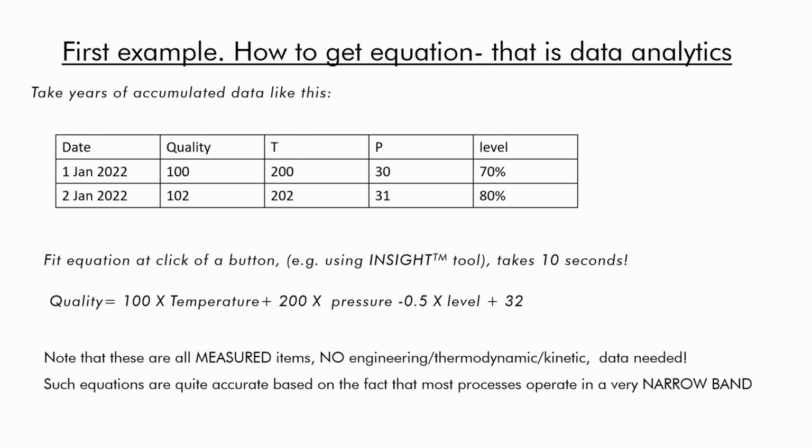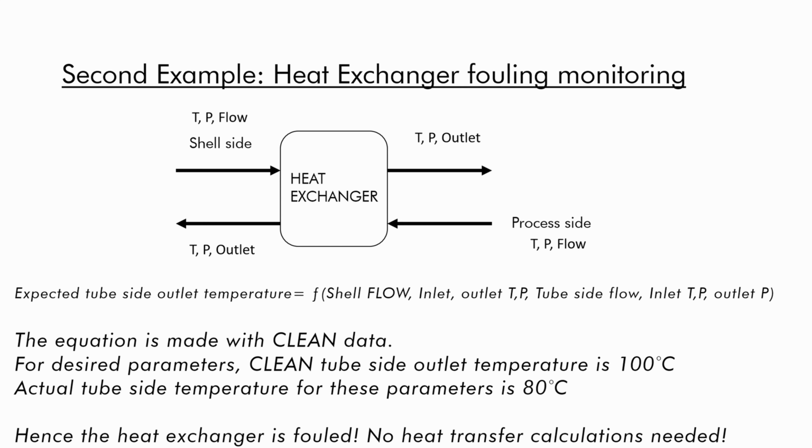Now, one thing to note is this equation has all measured parameters. There are no engineering, thermodynamic, kinetic parameters or any kind of data required of that sort. And these equations are quite accurate based on the fact that you are taking the actual data, and most processes operate in a very narrow band, and therefore the relationships are very linear in that narrow band.